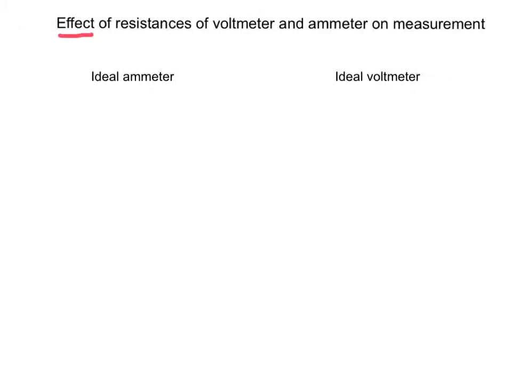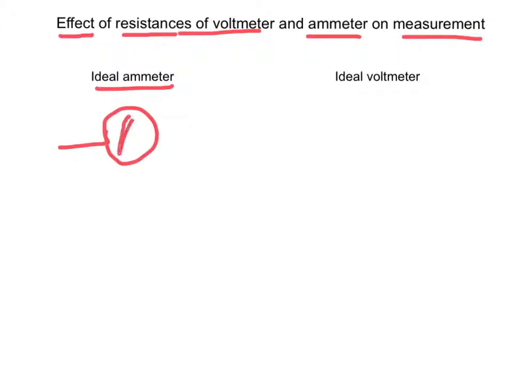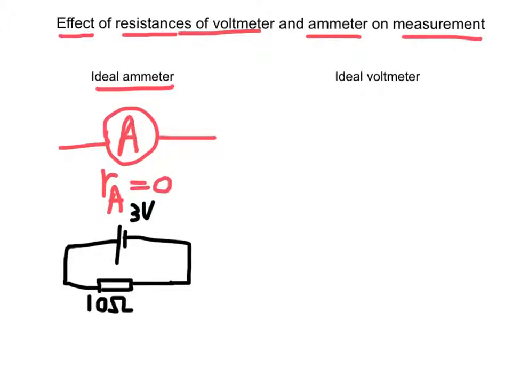The effects of the resistance of a voltmeter and the resistance of an ammeter on measurement. For an ideal ammeter, the internal resistance of the ammeter is equal to 0. In this circuit, the current passing through the resistor is I equal to V over R equal to 3 over 10, which is 0.3 ampere.